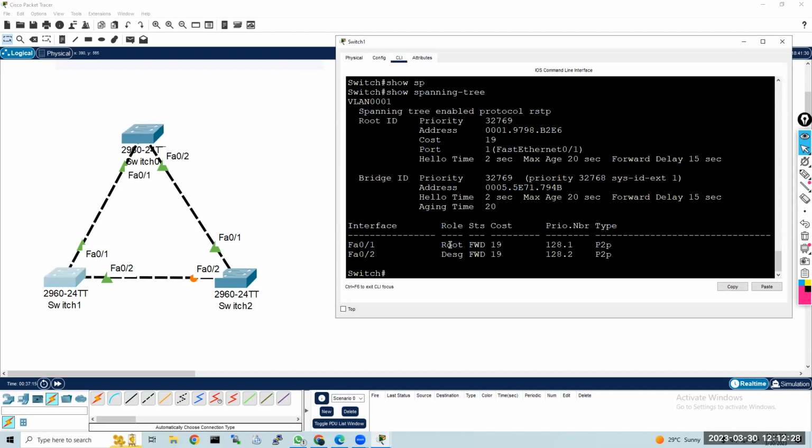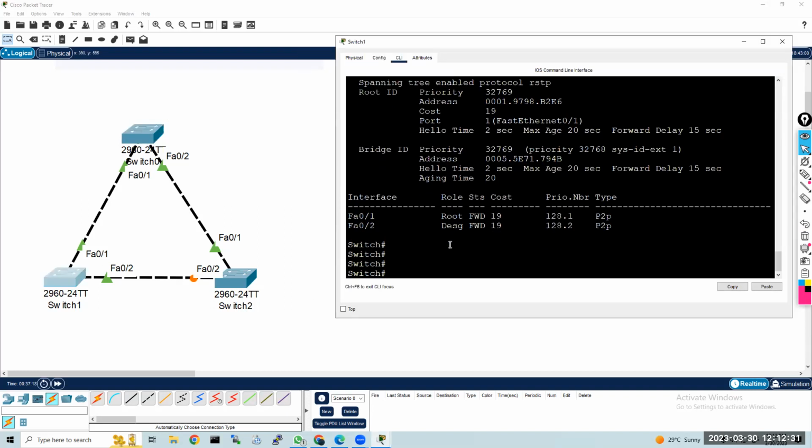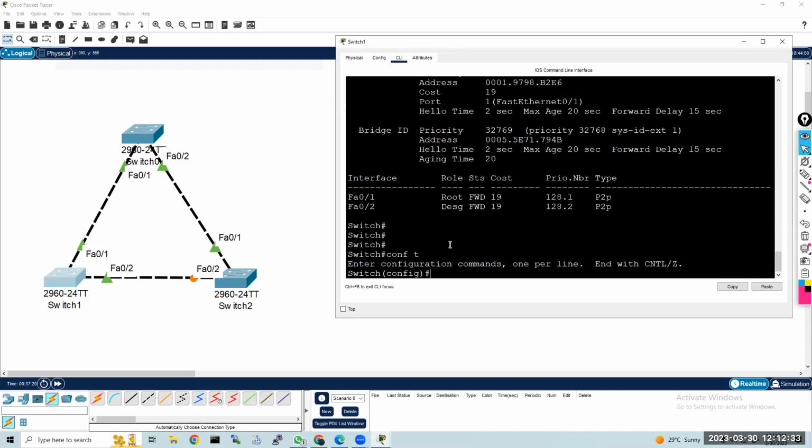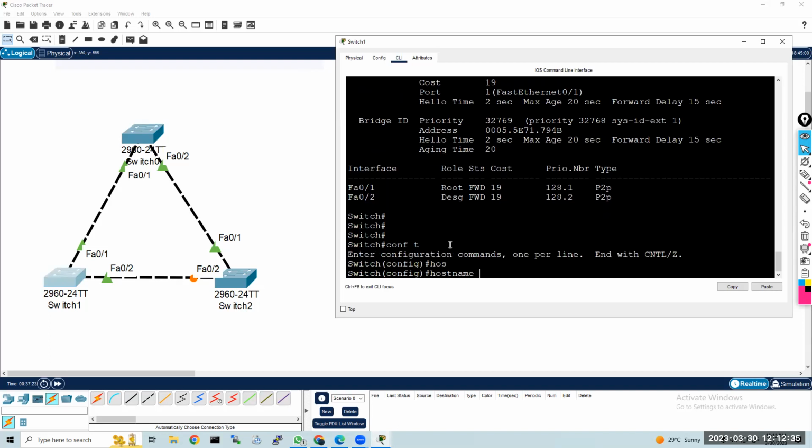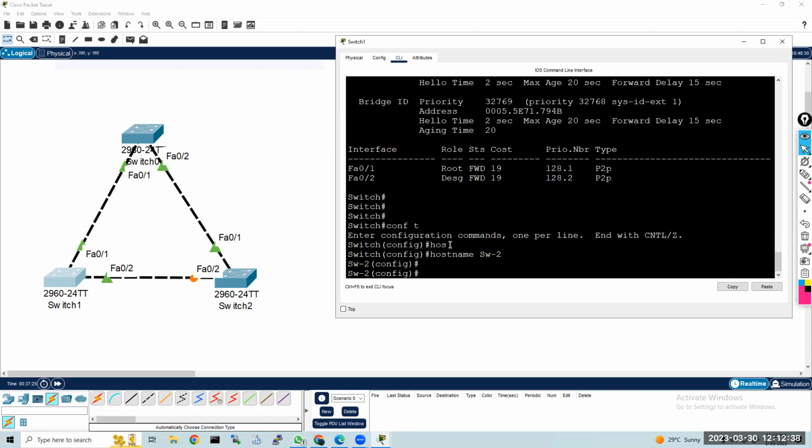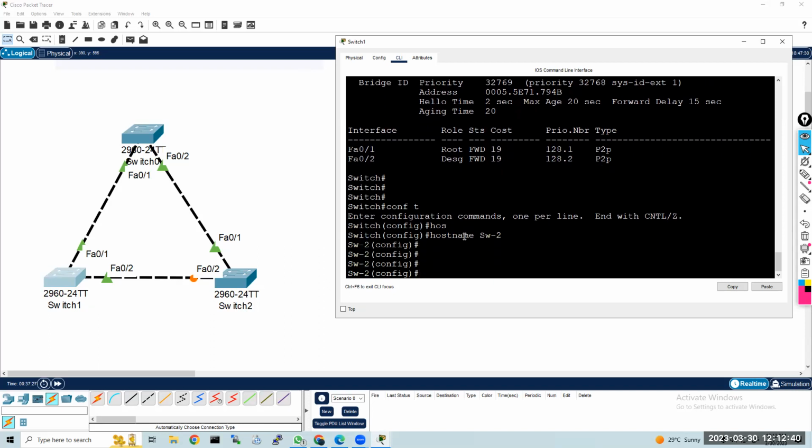Yes, Pawan, tell me. One second. Right now I'm in switch 2. Let's say this is my switch 2. Now how can I do this? I want to make this a root bridge. Switch 2 is the root bridge, right, sir? You will have to make switch 1 the root bridge. Spanning tree RSTP root, then primary or secondary.